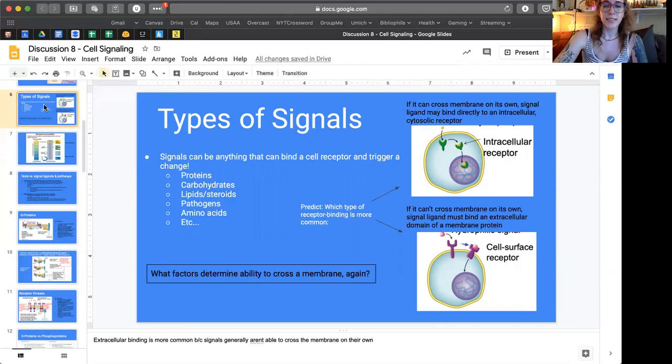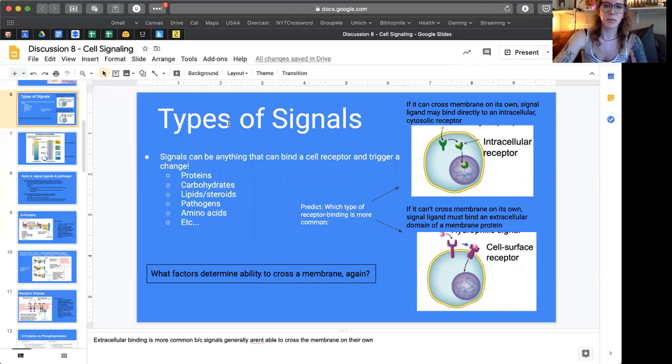Okay, so when we say signal, we're actually referring to a lot of potential things. Signals can be proteins, carbohydrates, steroids, pathogens, amino acids. It can be basically anything. That's why we call it just a signal, unless we're talking about a specific pathway, in which case we know what molecule we're talking about.